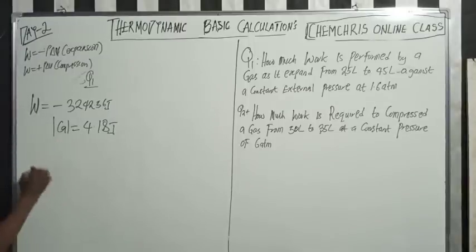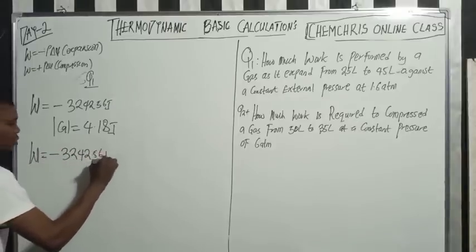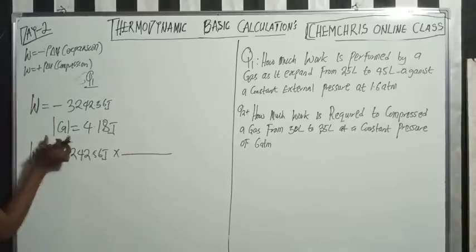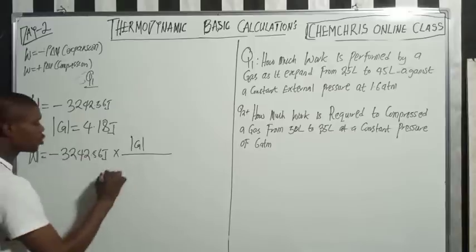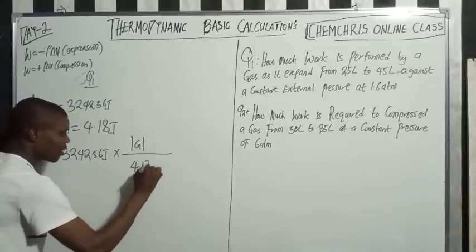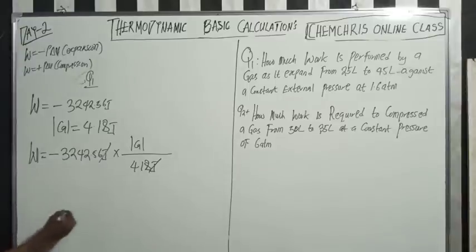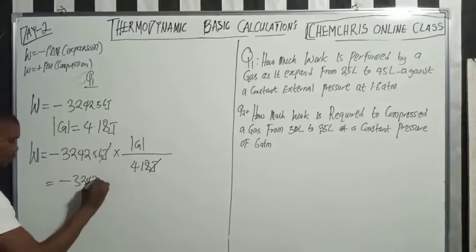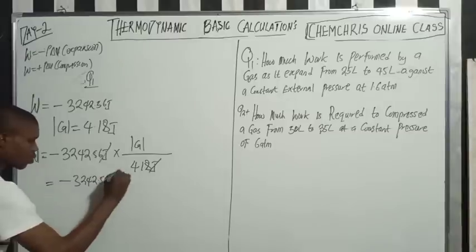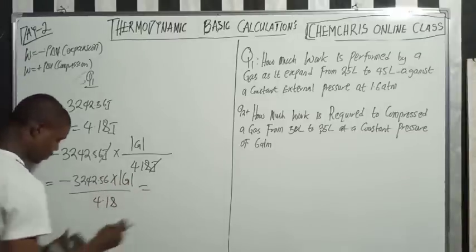So if you are converting it, it's very easy. Here we have W equals minus 3242.56 joules times calories at the top, then joules at the bottom, so 1 calorie over 4.18 joules. Joules cancel out. So what you have here is minus 3242.56 times 1 calorie over 4.18. So let's look at it.